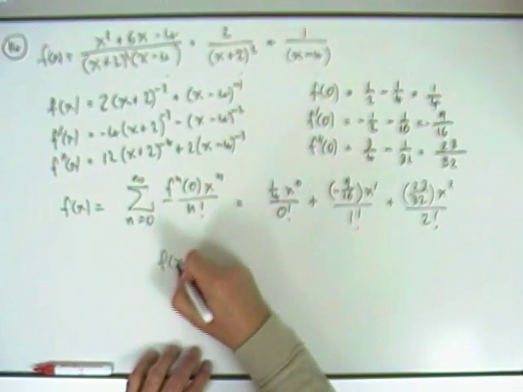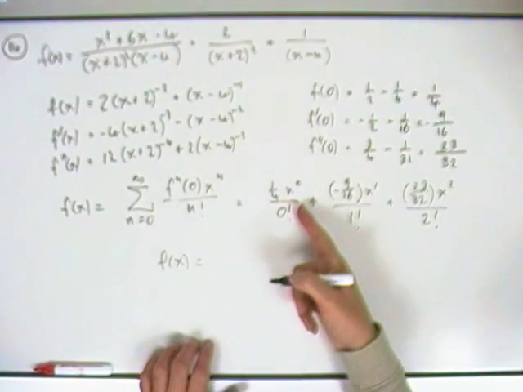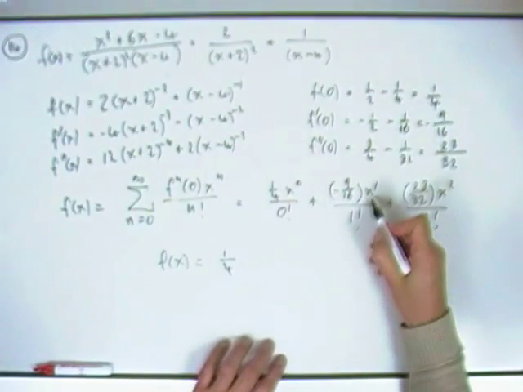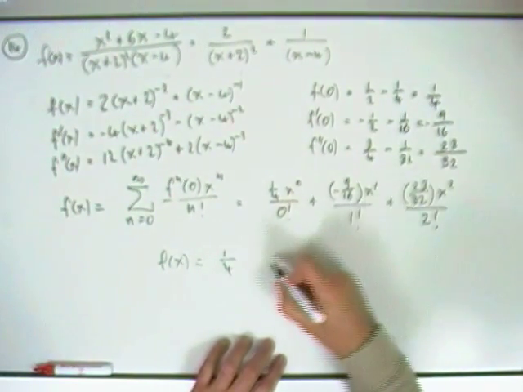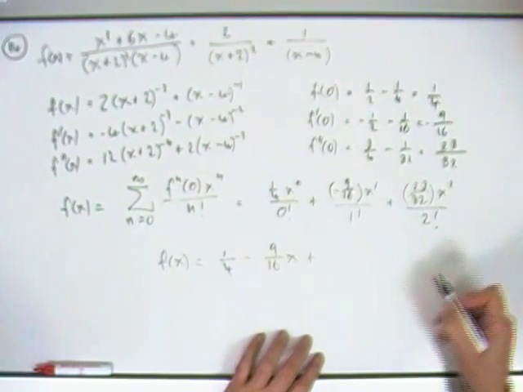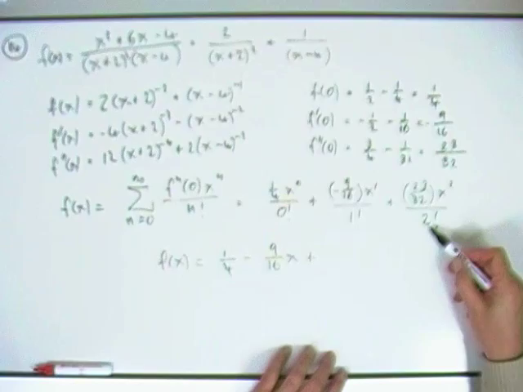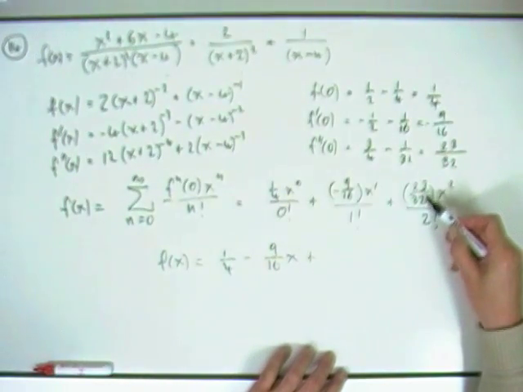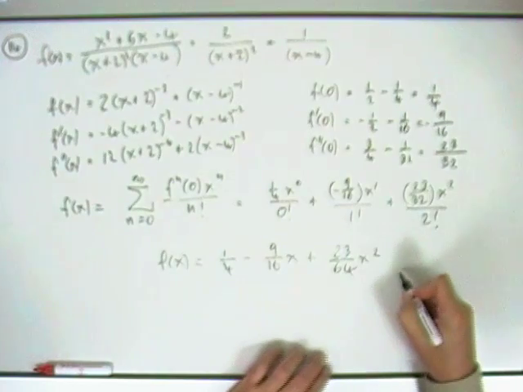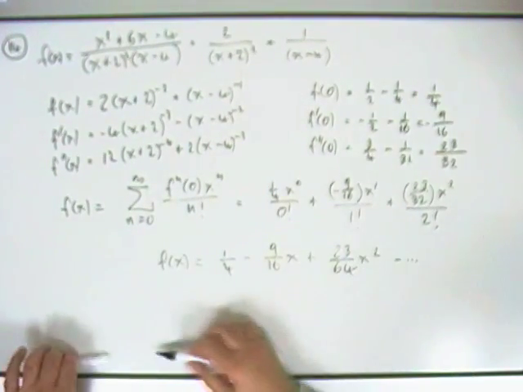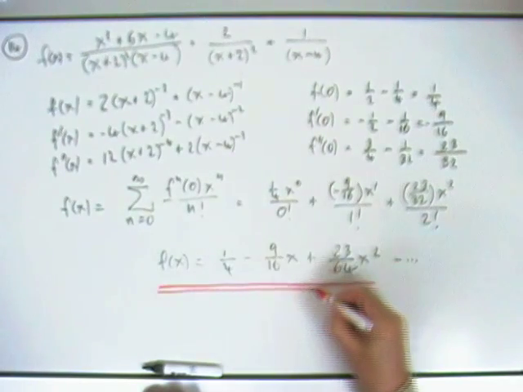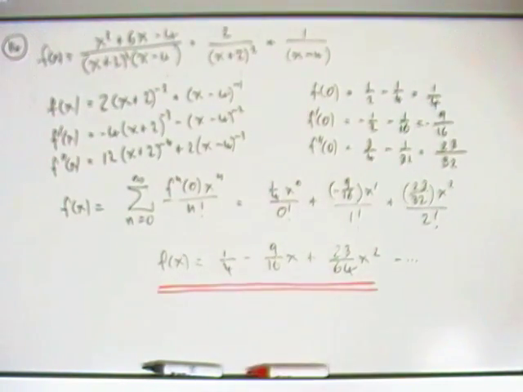And it's just a case of tidying that lot up. So that first thing just says x to the 0 is 1, so that's just going to be a quarter. 1 factorial is 1, x to the 1 is just x, so minus 9/16 of x. This bit's positive. 2 factorial is just 2, so 23 over double it, that's 23 over 64, x squared. And then there would be some more terms, but it only asks for the first three non-zero ones. So there you are. That'd be question 14.